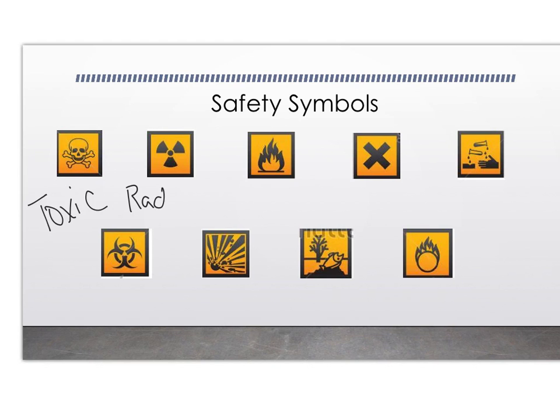The next one is radioactive. This is placed on either rooms that contain radioactive materials or on the actual chemical itself. These emit radioactive particles and can cause you to be very sick if you don't have the appropriate personal protective equipment on, or can even cause death after a certain amount of time being exposed to the radioactive material.